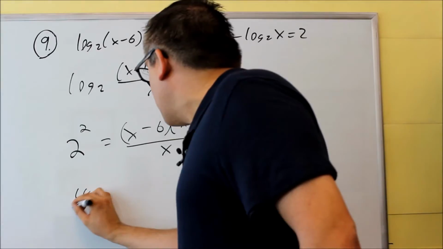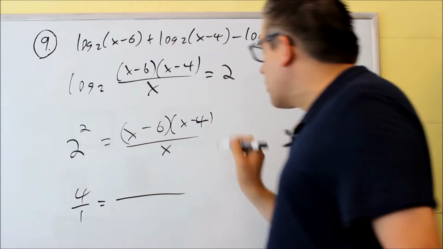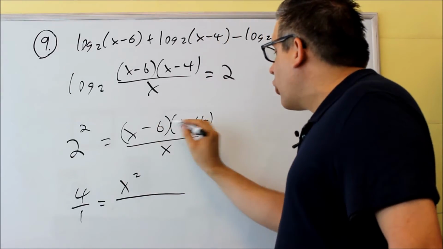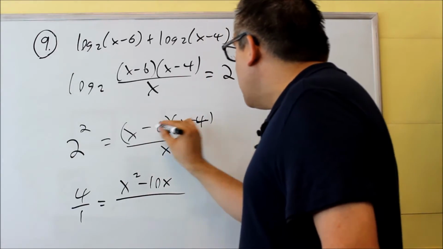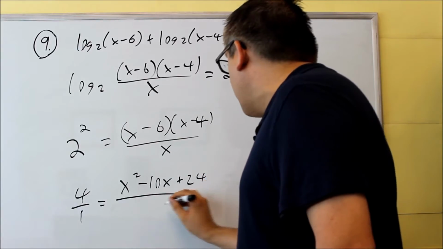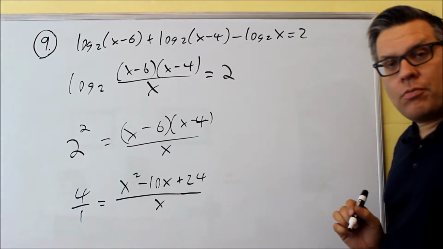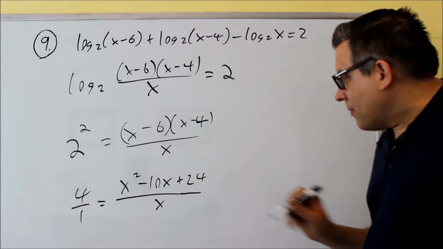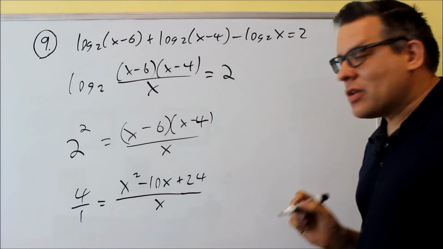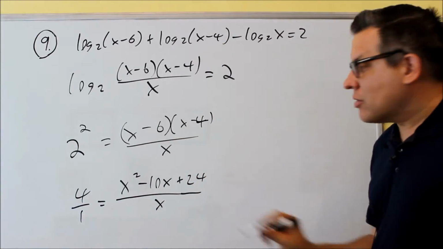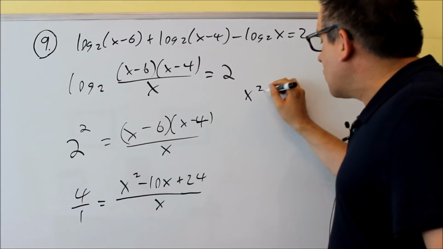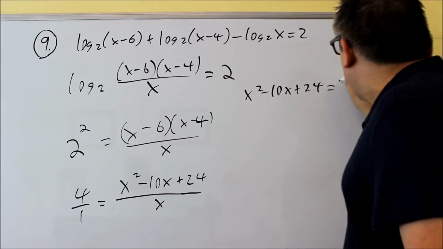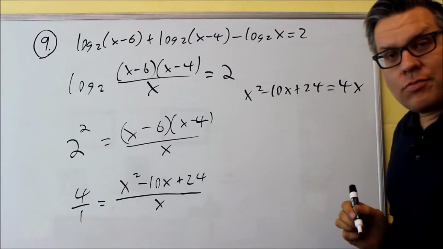Okay, so I can write this as 4 over 1, and then I can go ahead and multiply that top part out. Let's go ahead and do that. So I get x squared minus 4x minus 6x, which is minus 10x, and negative 6 times negative 4 is positive 24, and I have x down below. To get rid of the fraction, what we're going to do is cross multiply. I'm going to multiply this diagonal and set it equal to this diagonal multiplied together. So if I multiply these, I get x squared minus 10x plus 24, and that's going to equal 4x.